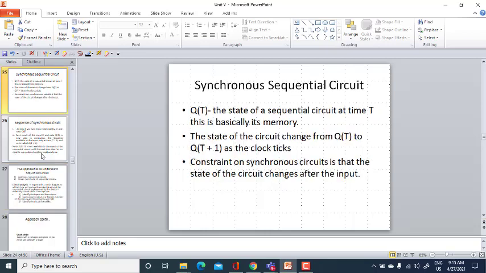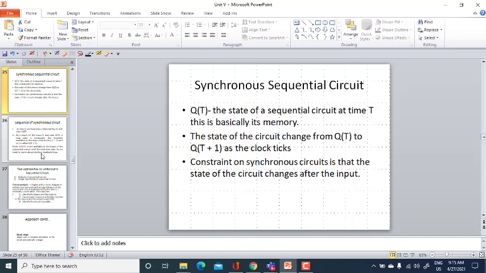Coming to the sequential logic circuit, as I discussed earlier in the flip-flop class, we know that Q(t) is nothing but the state of any sequential circuit. A sequential circuit is nothing but a digital circuit where the flip-flop is one of the components that is available in the feedback part of the sequential circuit.